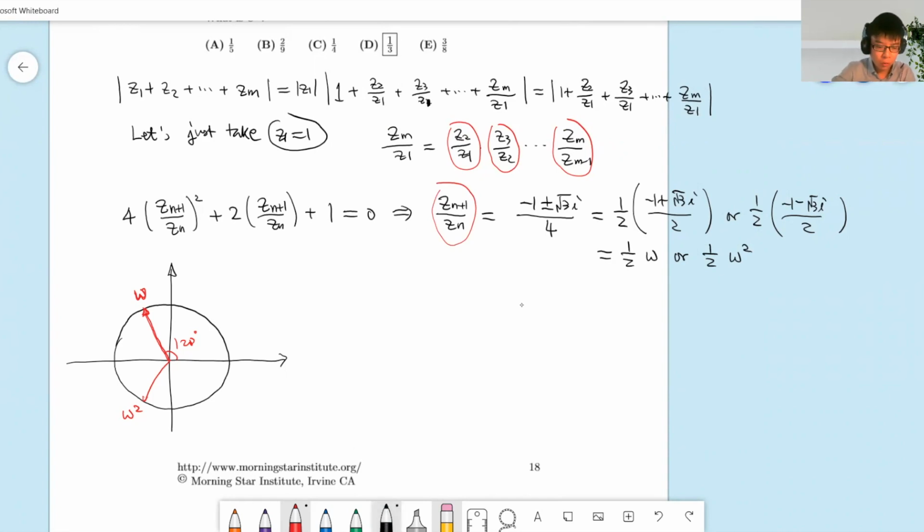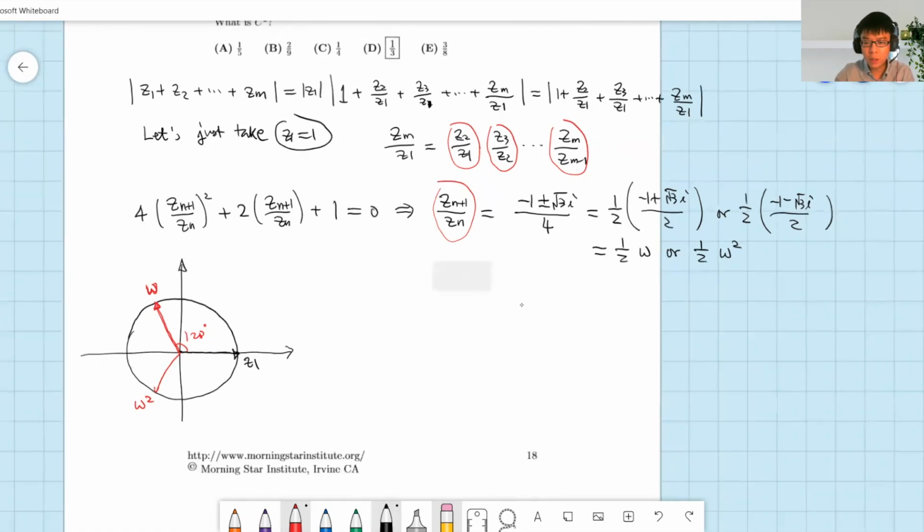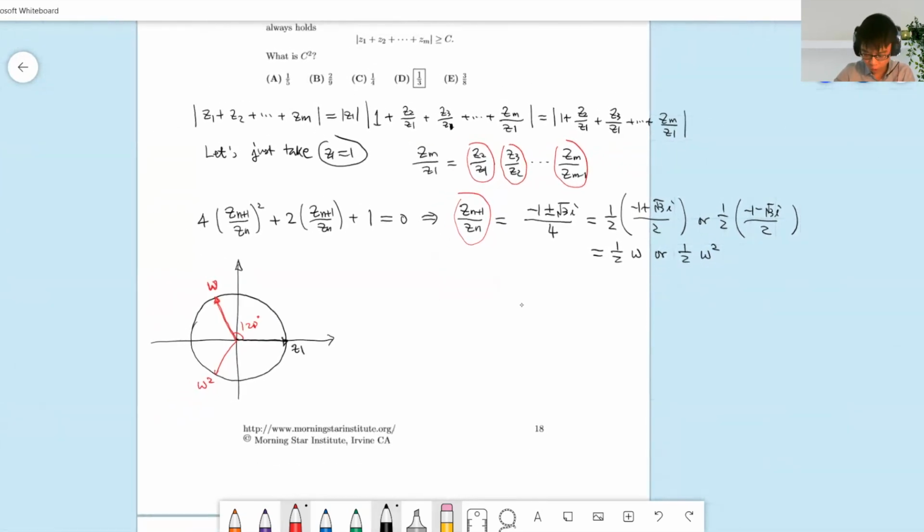And here we already assumed that the first term is just 1. Right, so we can basically calculate the terms after 1. We try to see what the smallest number would be here. Let me first estimate Zm plus 1 over Zm. We know this modulus equals 1/2.